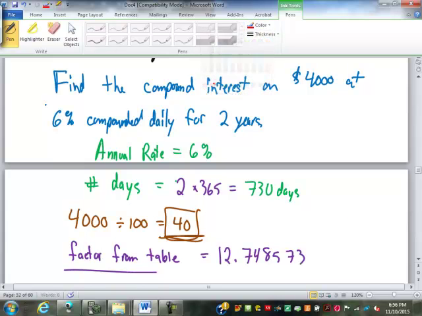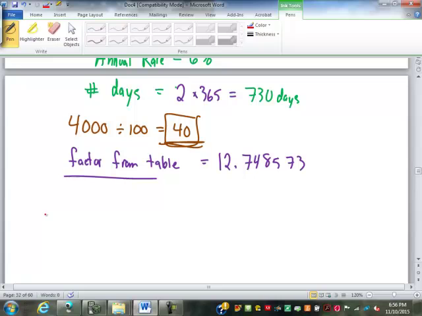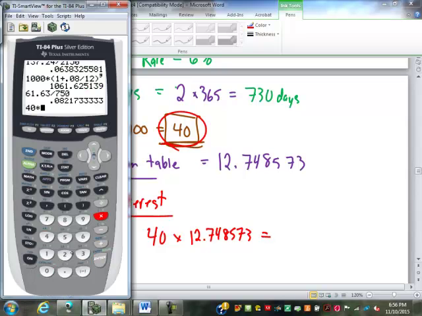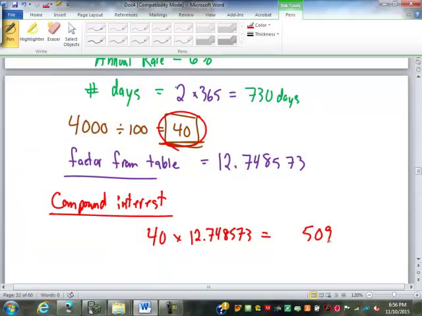So what do we do with that? Our compound interest is the 40 times the 12.748573. So 40 times 12.748573 is 509.94.